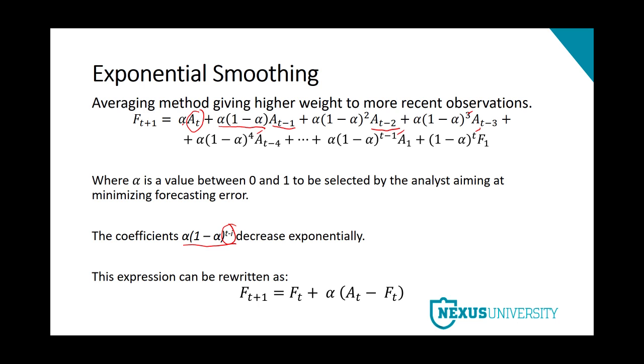By rewriting this same math, the forecast for the next period equals the forecast for the current period plus alpha multiplied by the difference between the actual for the current period and the forecast for the current period. This is the formula that we just saw before, written in a much more simplified way, and we will use this formula as we calculate forecasts in the next tutorial.